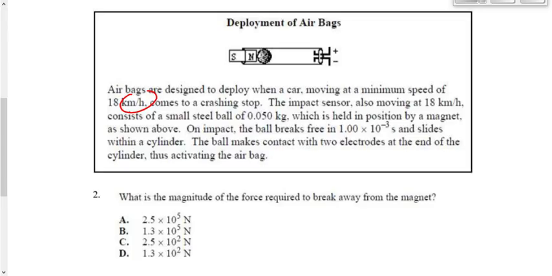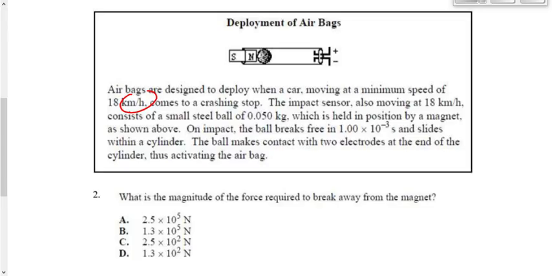Comes to a crashing stop. The impact sensor, also moving at 18 kilometers per hour, consists of a small steel ball, 0.050 kilograms, which is held in place by a magnet, as shown above. On impact, the ball breaks free in this amount of time and slides within the cylinder. The ball makes contact with 2 electrodes, completes a circuit, applies an electric current, which ends up turning this powder, I'm not sure what the chemical is, into a gas really, really quickly and inflates this airbag.